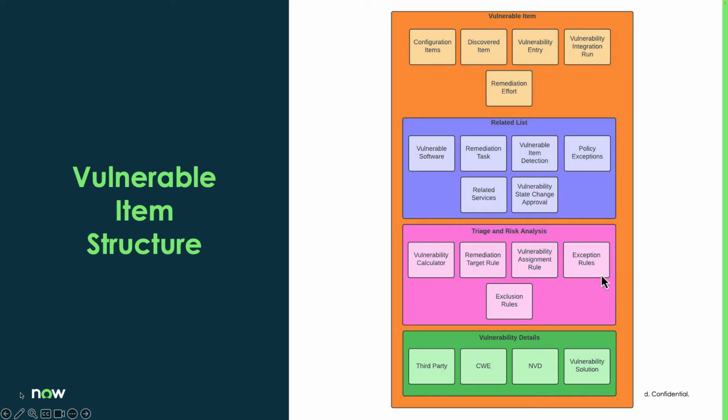Any exception rules would touch that vulnerable item, as well as any exclusion rules would touch the underlying detection and prevent the VIT from being created. And then also here in vulnerability details, we have third-party entry, CWE, NVD, and then vulnerability solutions. These would all tie back to this vulnerability entry record here.